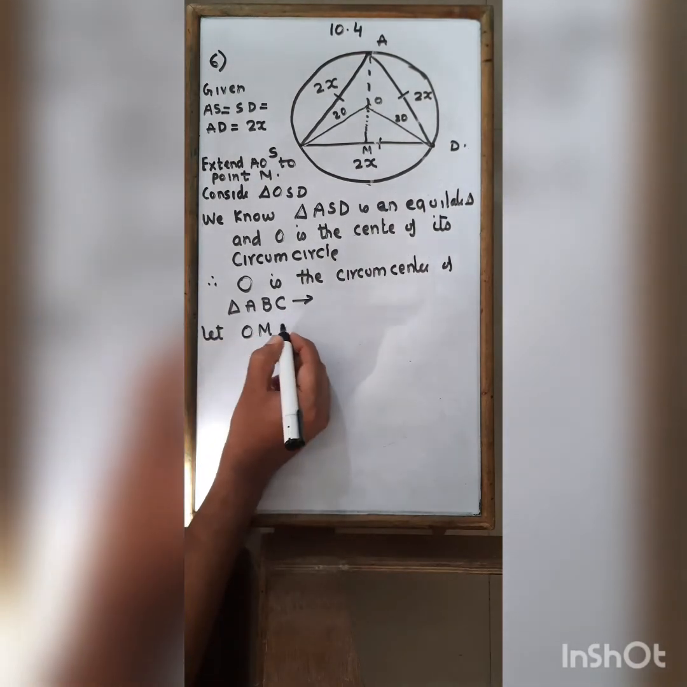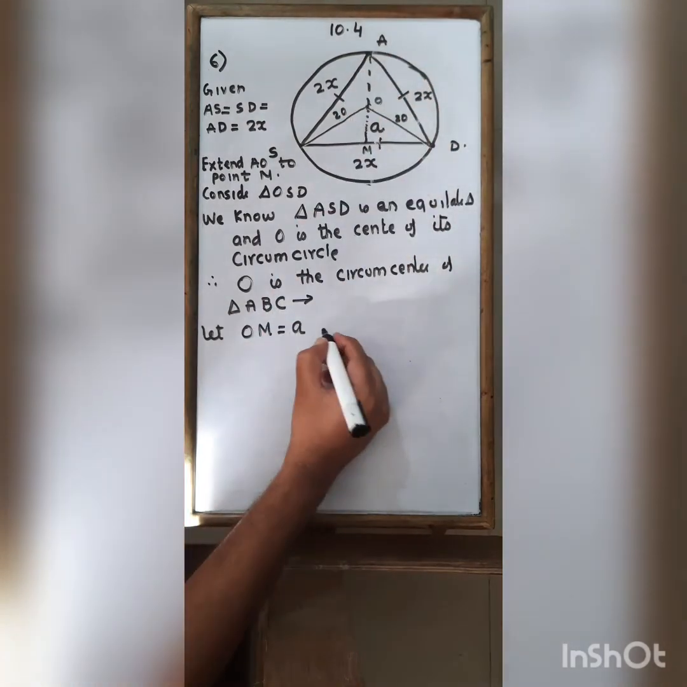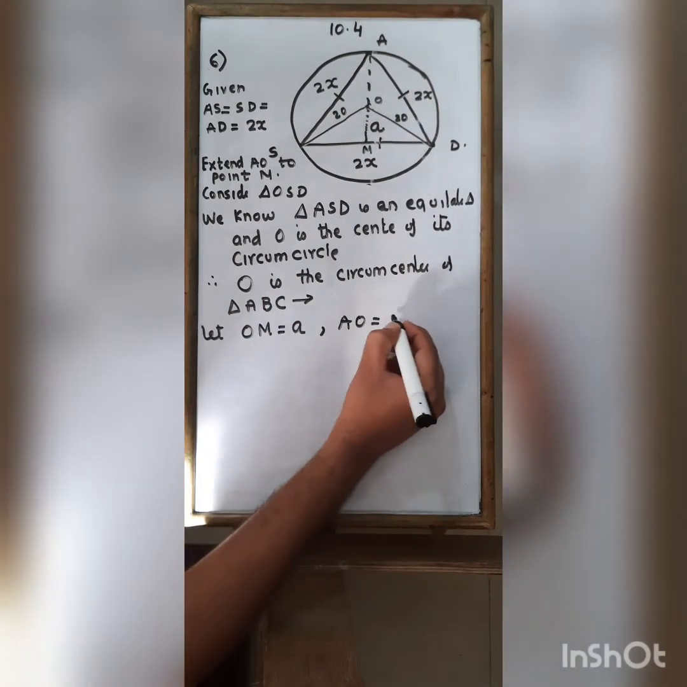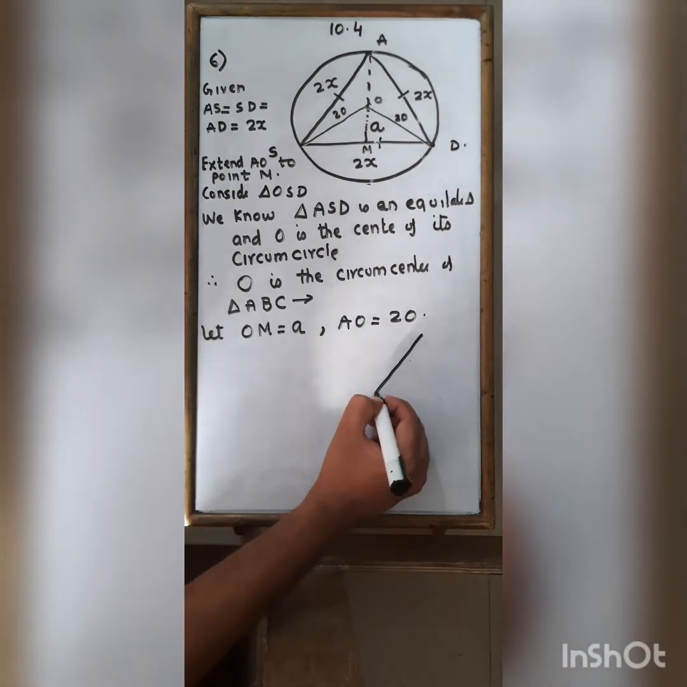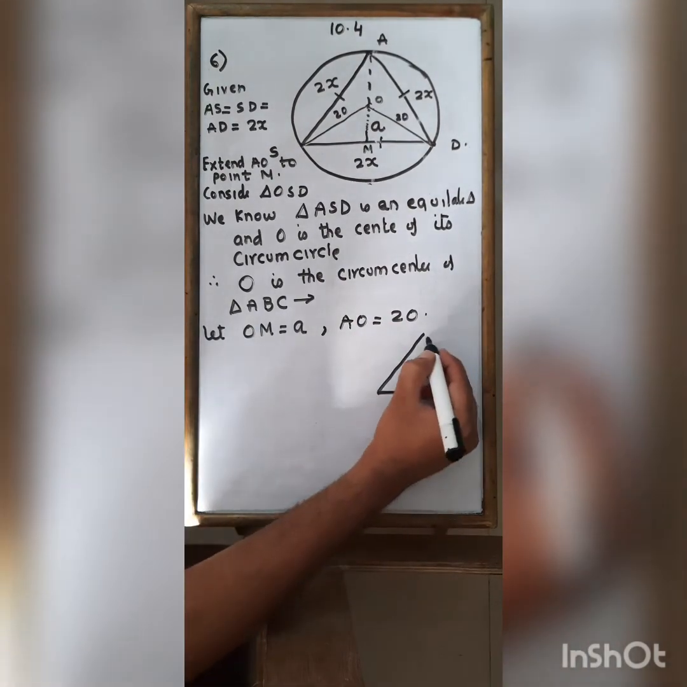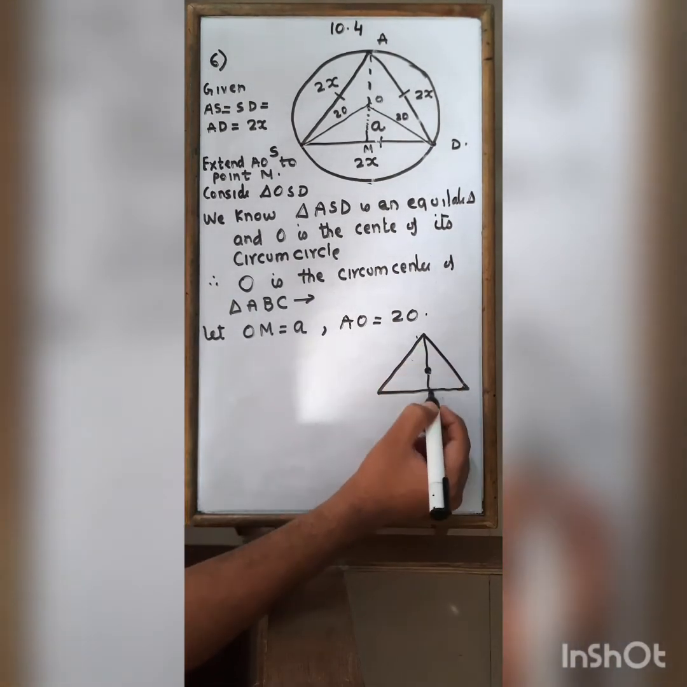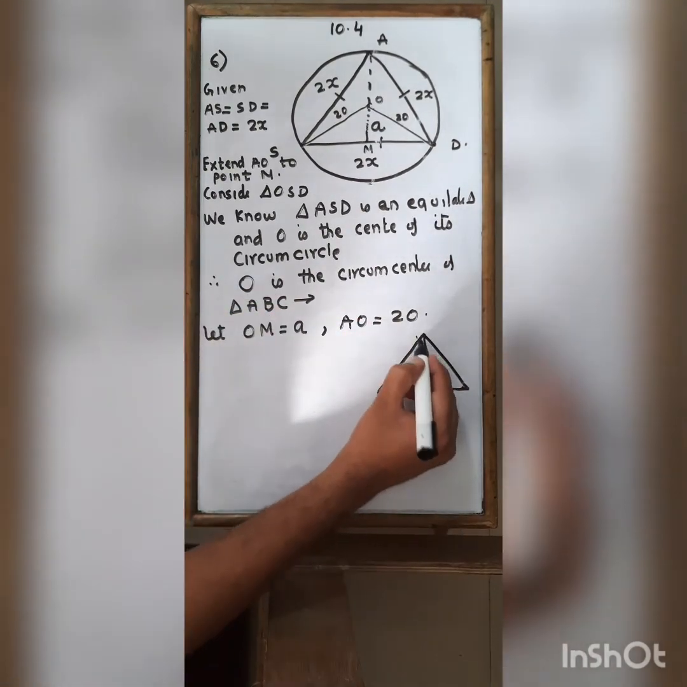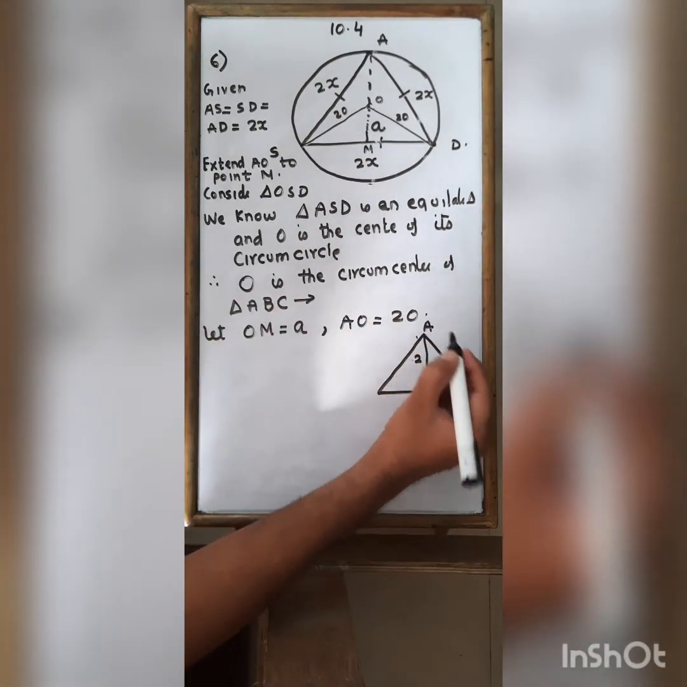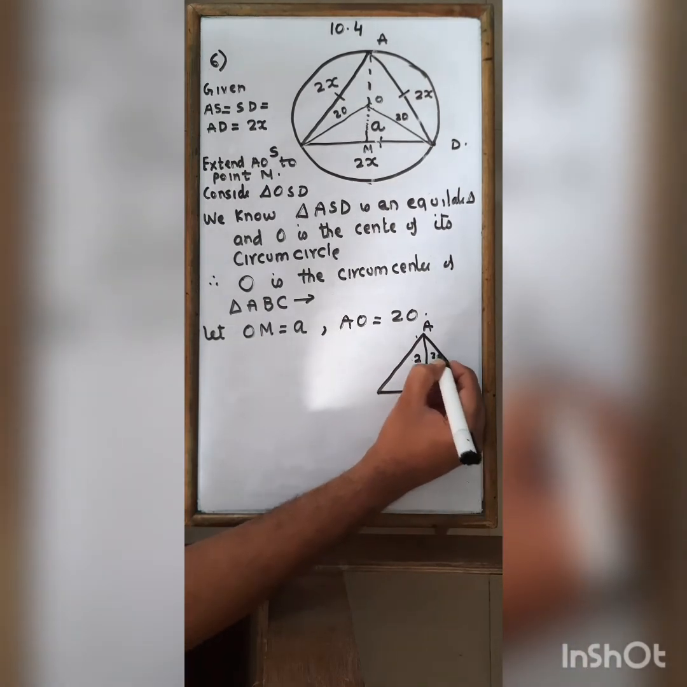Okay, so now let OM be equal to a. This is a and AO is equal to 20. Okay, so there is a property of the circumcenter, or we can say centroid. What is the property? This circumcenter divides the height in the ratio 2:1. Circumcenter divides the height in the ratio 2:1. So this is A, O and this is M.